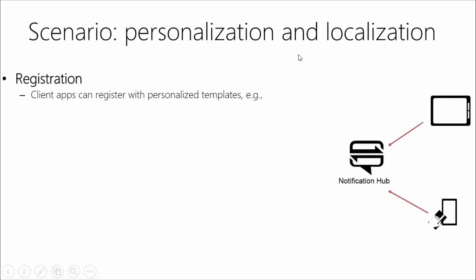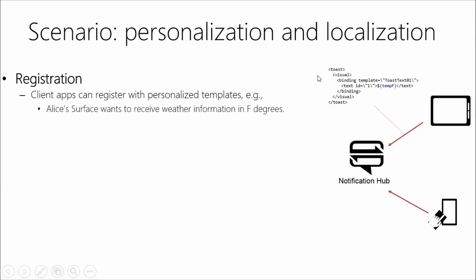So the first thing that happens again, the client app registers. Only this time when they register, they're giving it a template. If you can see in the code, they're passing back a template saying, I want my temperature in Fahrenheit. So it's looking for a particular variable. Bob's phone, on the other hand, may say, I want it in Celsius. So it's something completely different. But it's coming from the device and being registered in the notification hub.